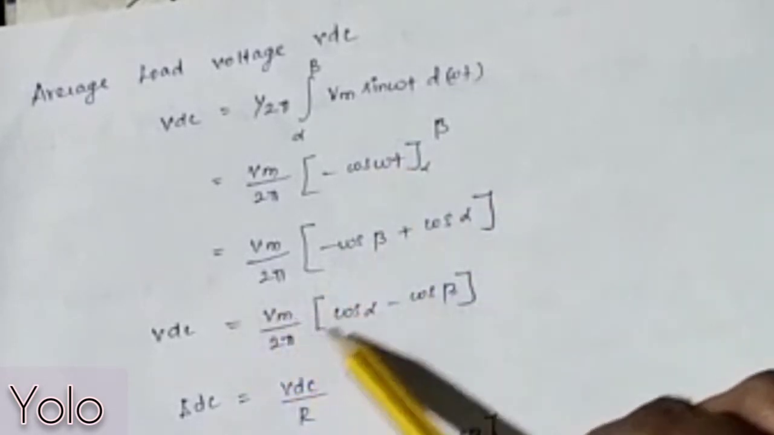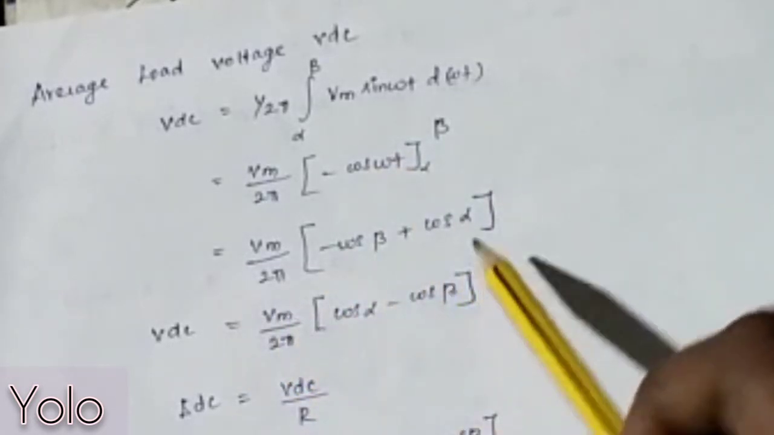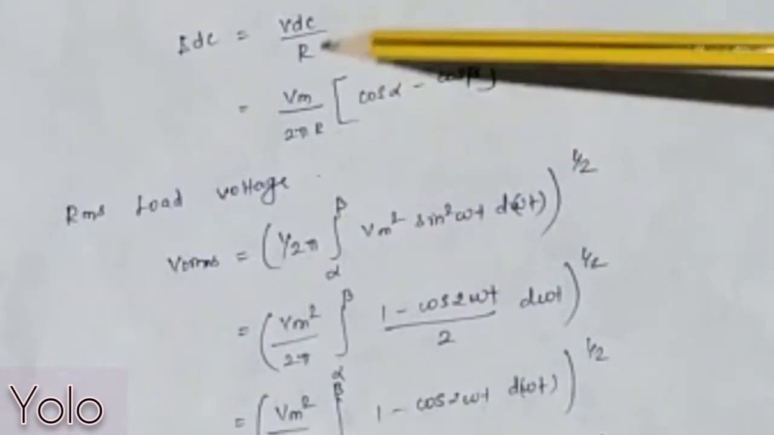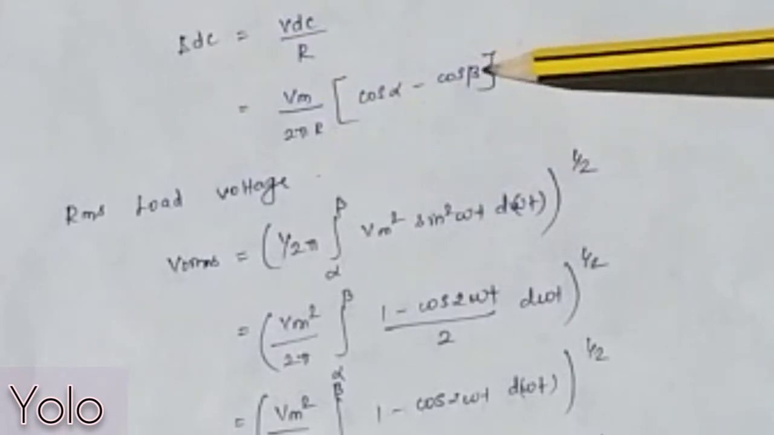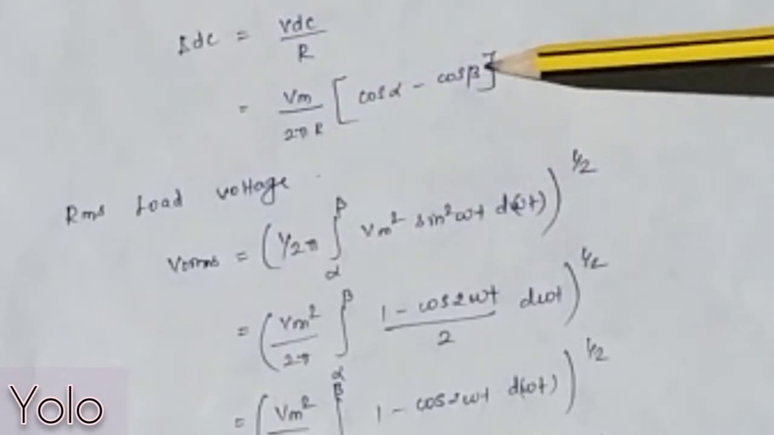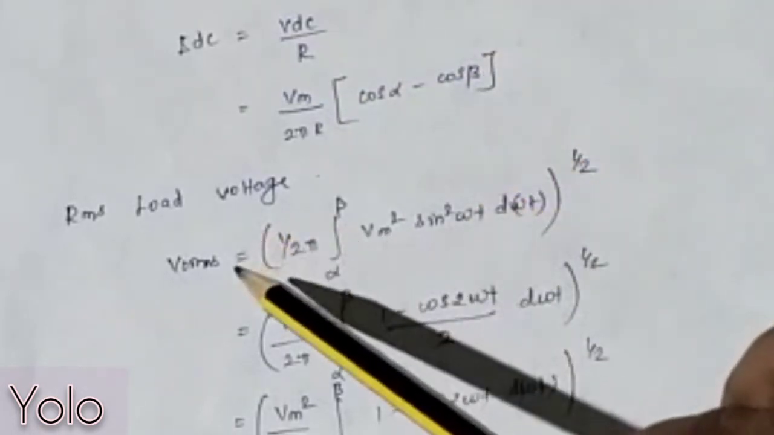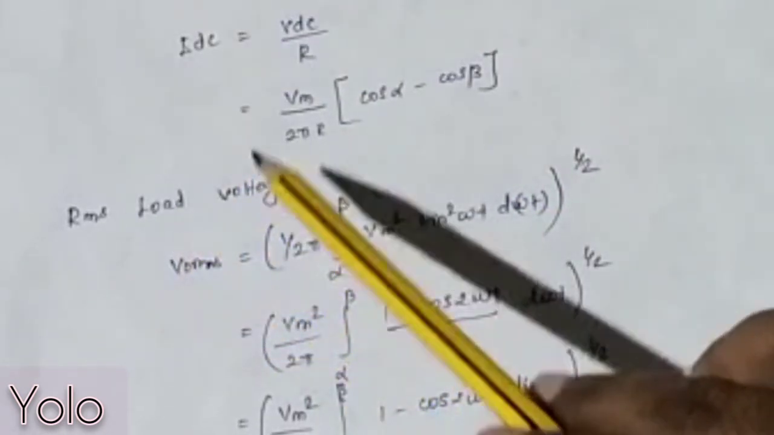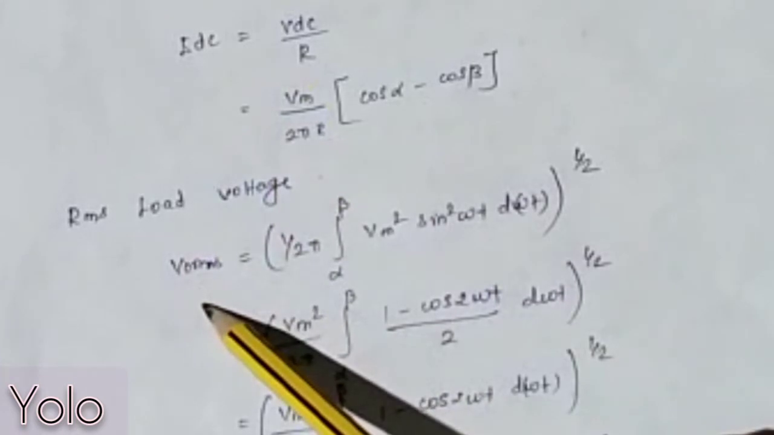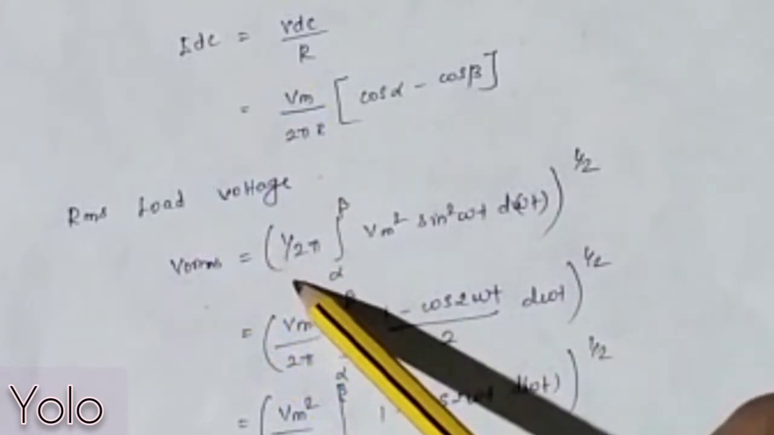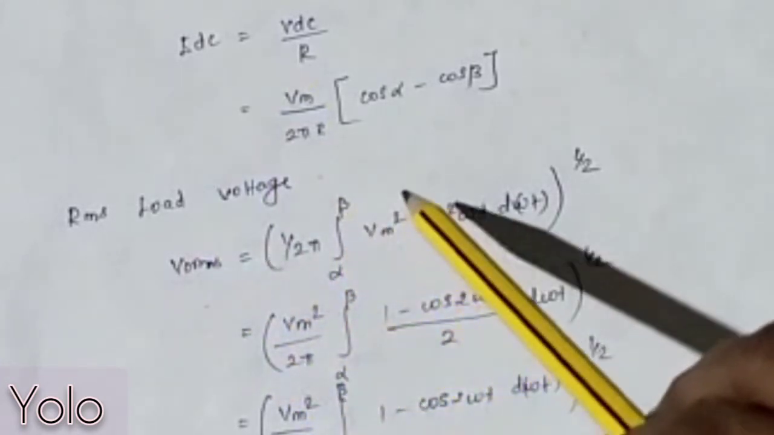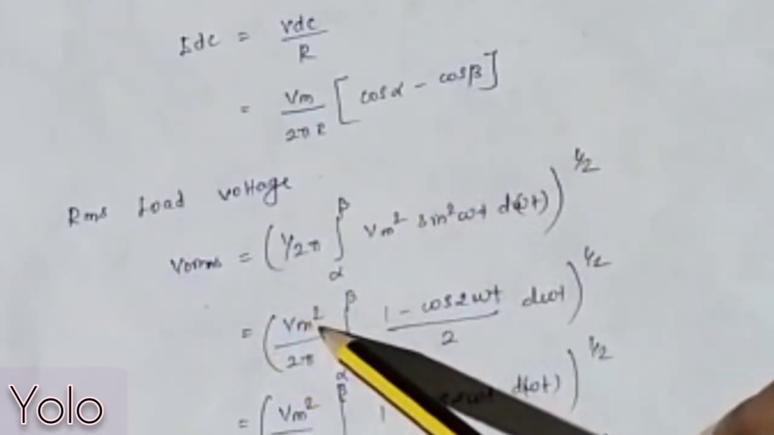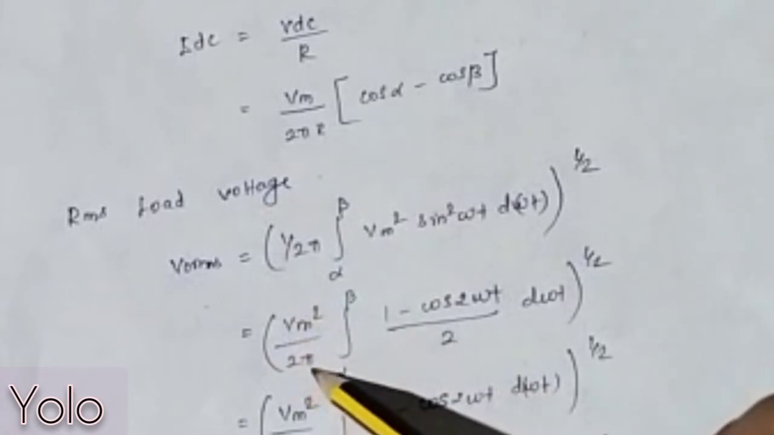IDC equal to VDC divided by R. So substitute the VDC equation. Now we get IDC equal to Vm divided by 2 pi R into cos alpha minus cos beta. Next, the RMS load voltage V0 RMS equal to the root of the square of VDC. Vrms equal to [1 by 2 pi integral from alpha to beta of Vm squared sin squared omega t d omega t] to the power of 1 by 2.